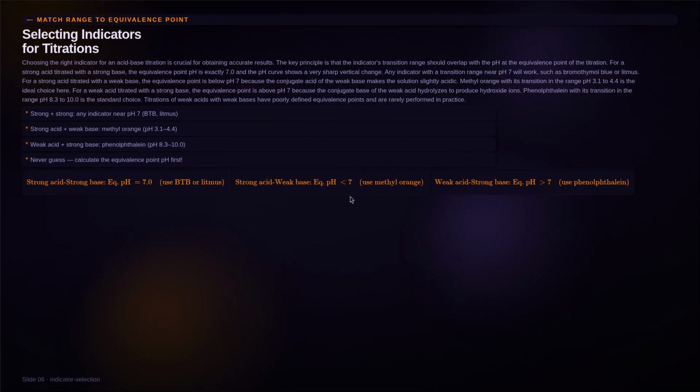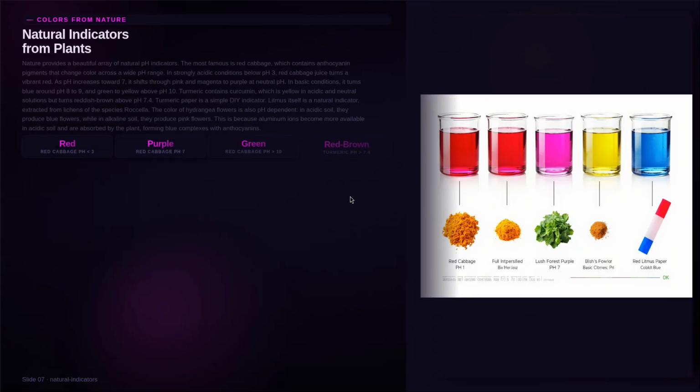For a weak acid titrated with a strong base, the equivalence point is above pH 7 because the conjugate base of the weak acid hydrolyzes to produce hydroxide ions. Phenolphthalein, with its transition in the range pH 8.3 to 10.0, is the standard choice. Titrations of weak acids with weak bases have poorly defined equivalence points and are rarely performed in practice.